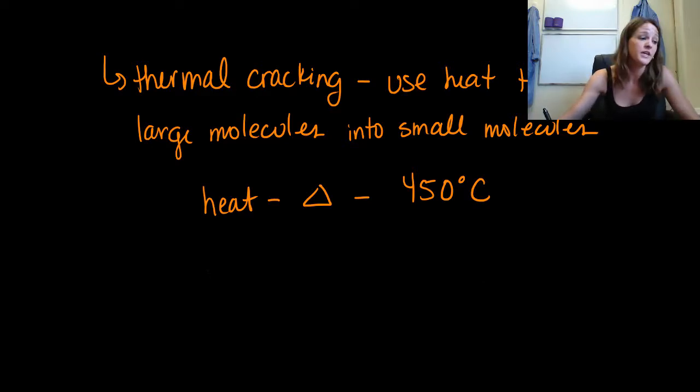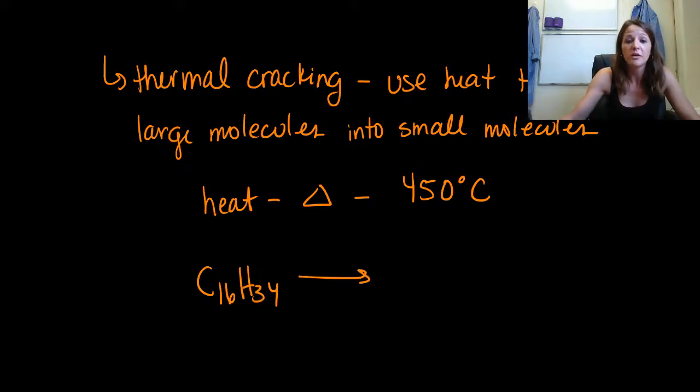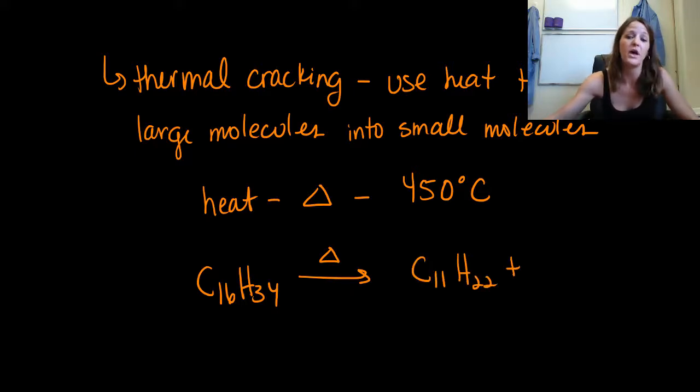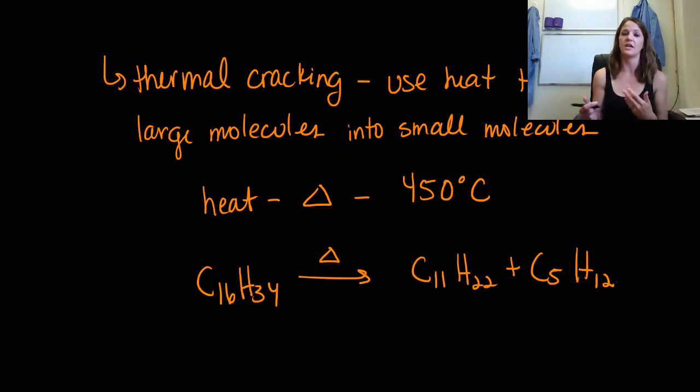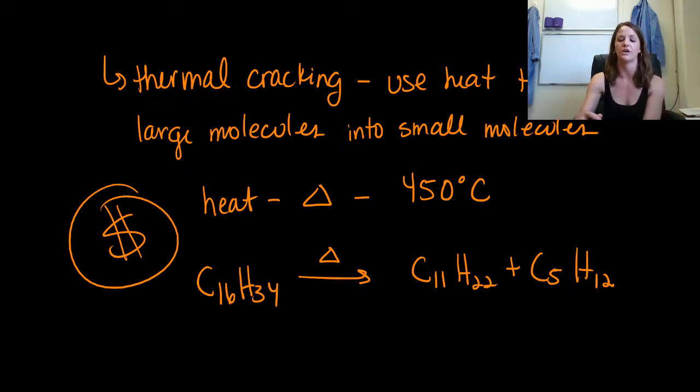So a common example of this would be to take C16H34, break it apart using heat. So you just draw that little triangle there, and then you end up with C11H22 plus C5H12. But you need a lot of heat. So you have to take something, normally, remember, room temperature is 25 degrees Celsius. So you have to take that kinetic energy and add so much more thermal energy in order to increase that temperature to 450 degrees Celsius. It is ludicrously expensive, okay? So this is not a very common theme.